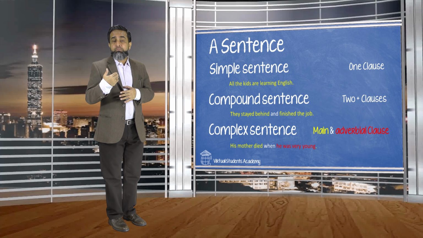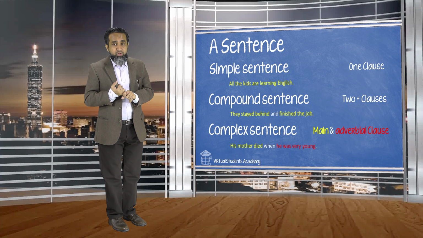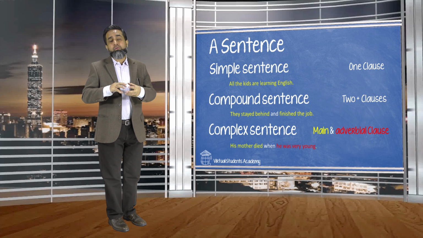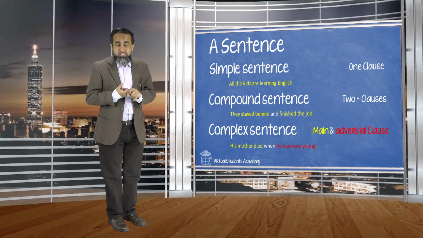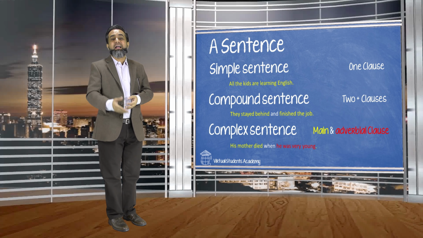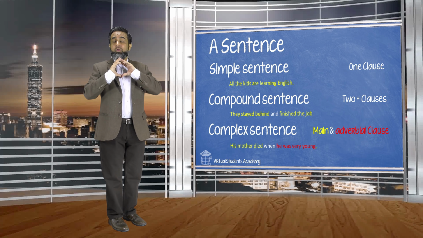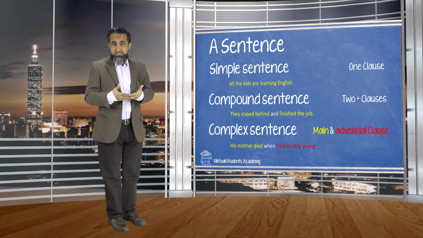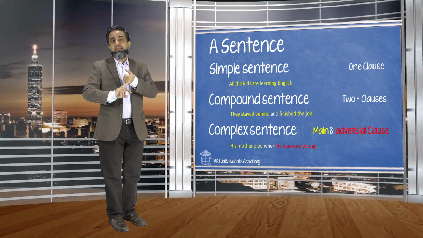A sentence could be simple, where you would see one clause, or compound, where there are two or more. Sometimes you will find a complex sentence, where there is a main clause and an adverbial clause. So there are 3 types of sentences: simple, compound, and complex.